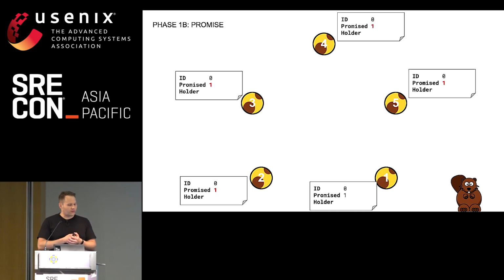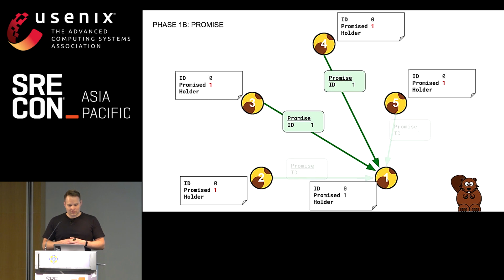Everyone checks their internal state. A new run with the ID 1 would be higher than the last run that I've seen. They have not seen any run, so the ID is 0. That sounds good to them. It's a simple comparison. If the promised value is higher than the ID, they will be fine with it. So they all change their internal state, promised equals 1, and send back a message.